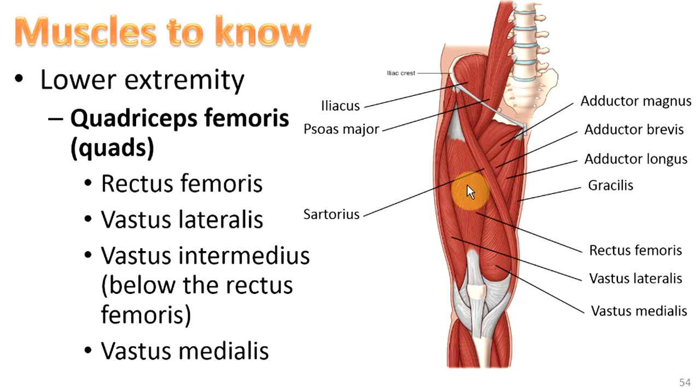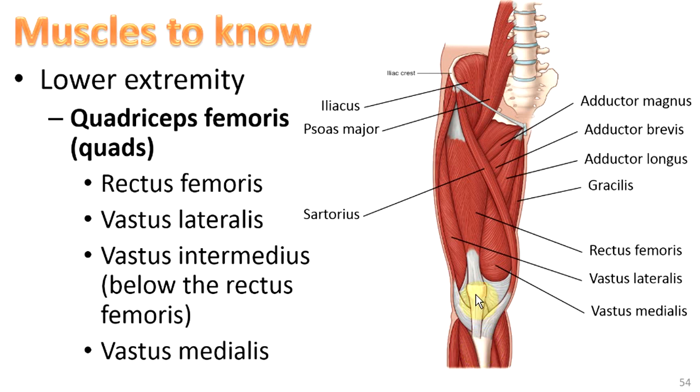Now, if you take this rectus femoris out of the way, you will see the vastus intermedius. And as you remember, intermediate means between, right? So it's between the vastus lateralis and the vastus medialis. Okay, so what do all these muscles do? Well, they all attach right here to the patella. And then the patella continues on and attaches to the tibial tuberosity. Okay, so they cross the knee joint and attach to the tibial tuberosity.